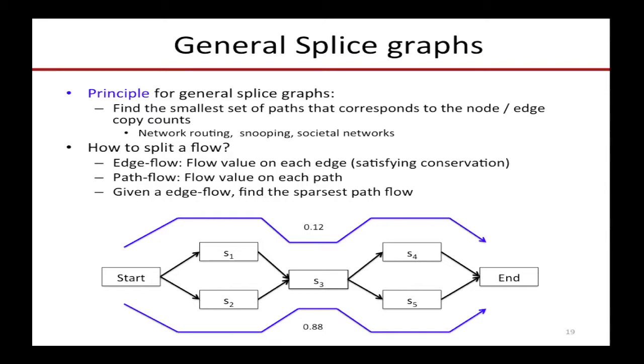Okay, so why is it relevant to networks? Because in network routing, for example, let's say you have some network flow. You want to send some packets from one source to the destination. You want to split it into as few packets as possible and send it on as few paths as possible. So this problem turns out to be useful in network routing.